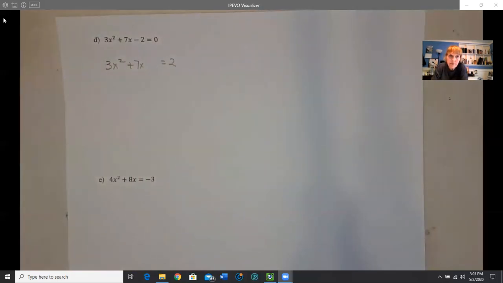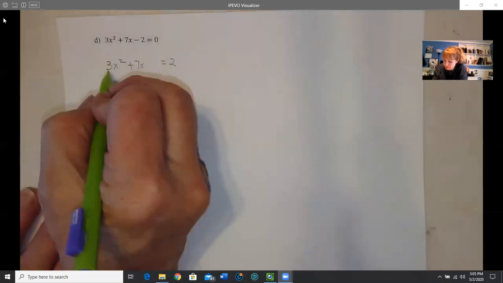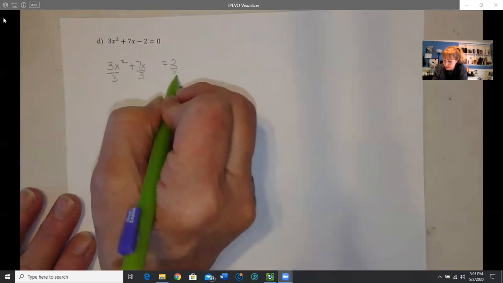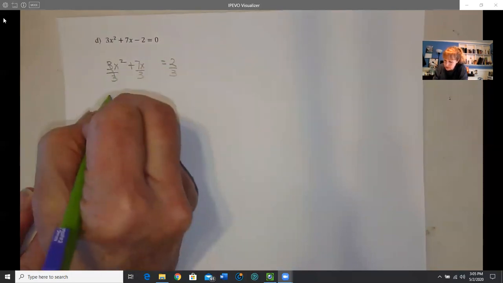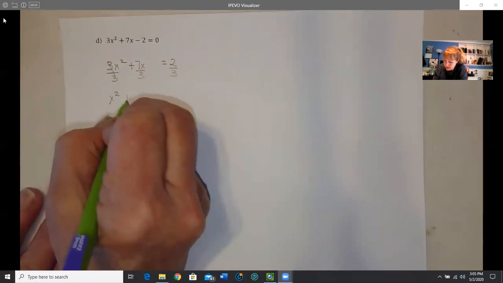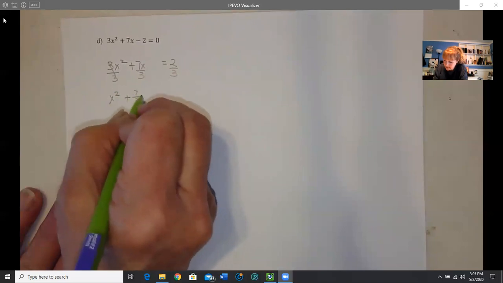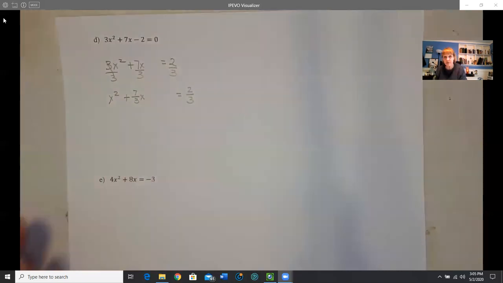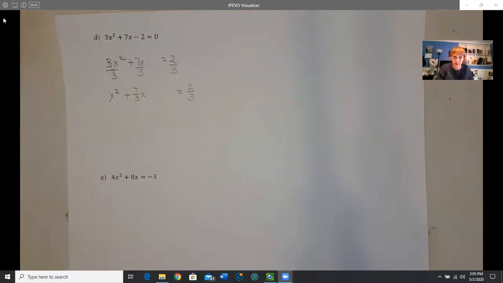Okay, what you're going to have to do now is divide everything by 3. So you need to get a 1 in front of the x squared. So we're going to divide everything by 3. So you divide by 3, divide by 3, divide by 3. So x squared plus 7/3 x equals 2/3. You know, I know some of you think working with fractions is a nightmare, but with the calculator, I'm hoping that it won't be too bad.